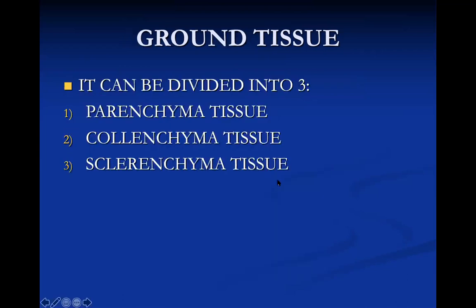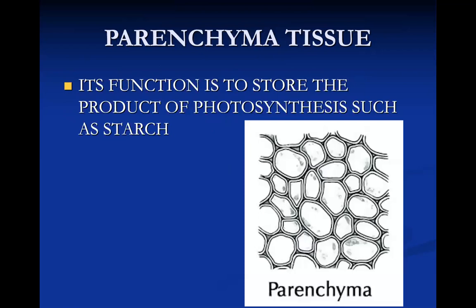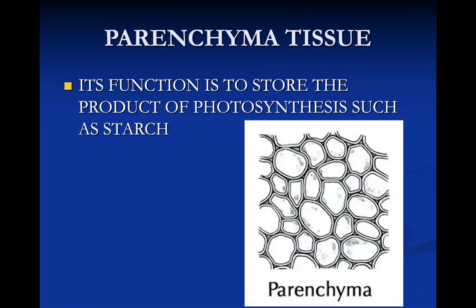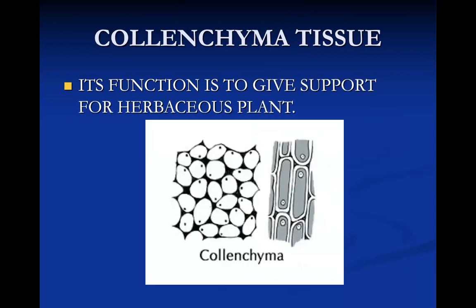The next one, ground tissue. There are three types of ground tissue. The first is parenchyma tissue. This is how parenchyma tissue looks. The function is to store the product of photosynthesis, such as starch. When the plant finishes photosynthesis, it will store the starch in parenchyma tissue. The next one is collenchyma tissue. You see the difference between these two, but the function is different: to give support to herbaceous plants.